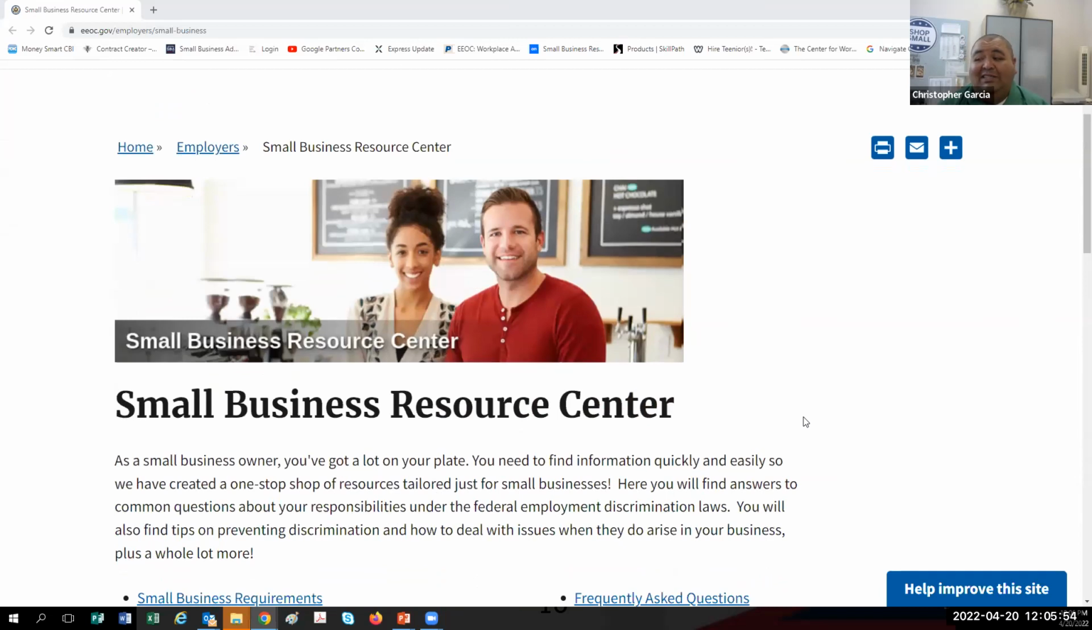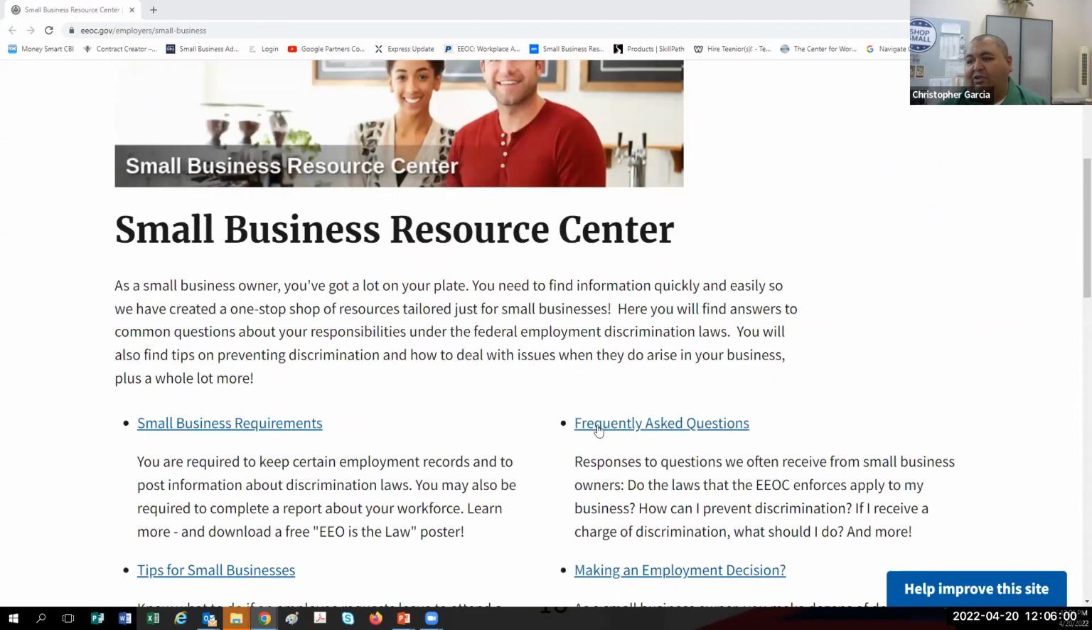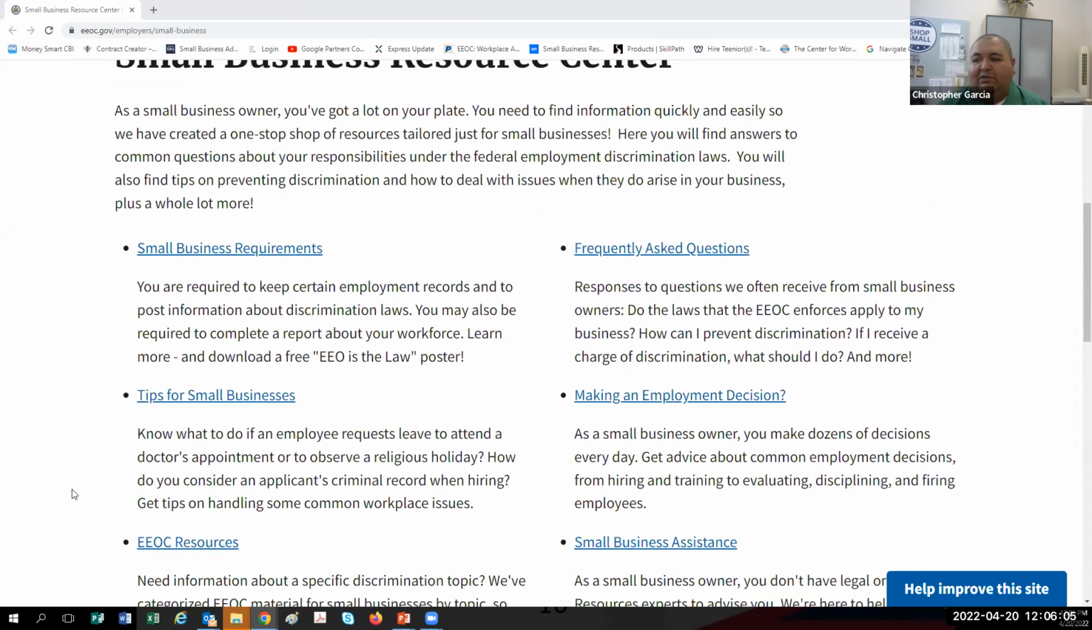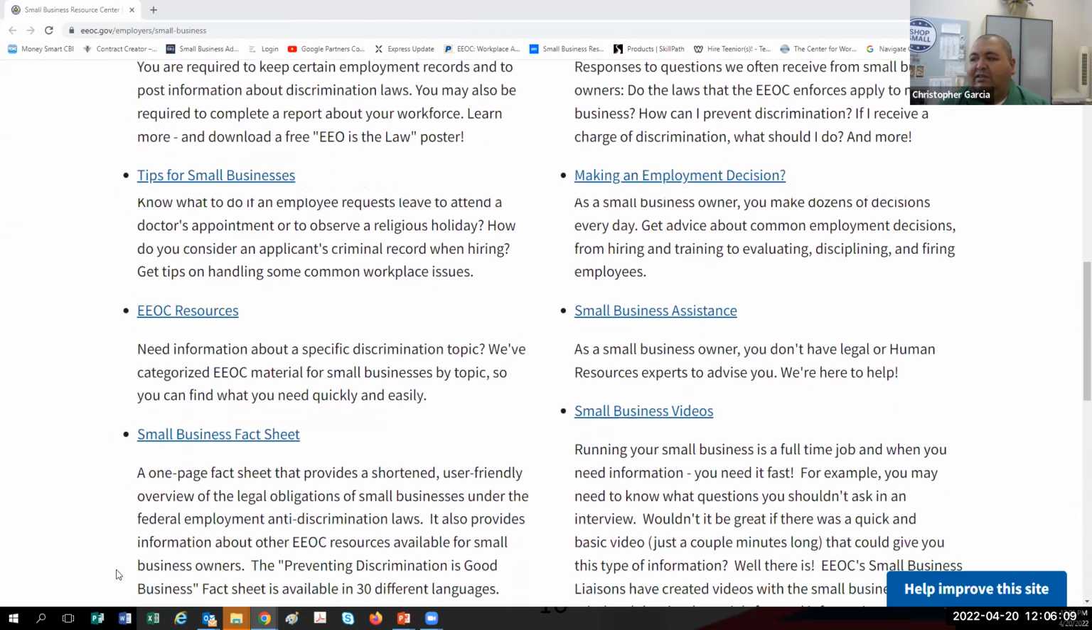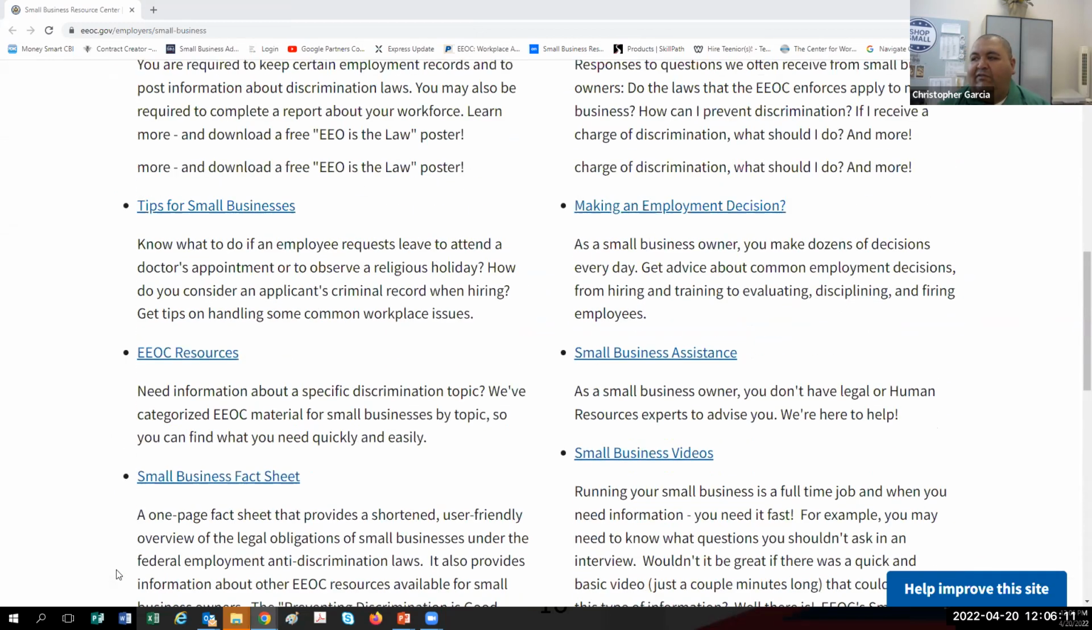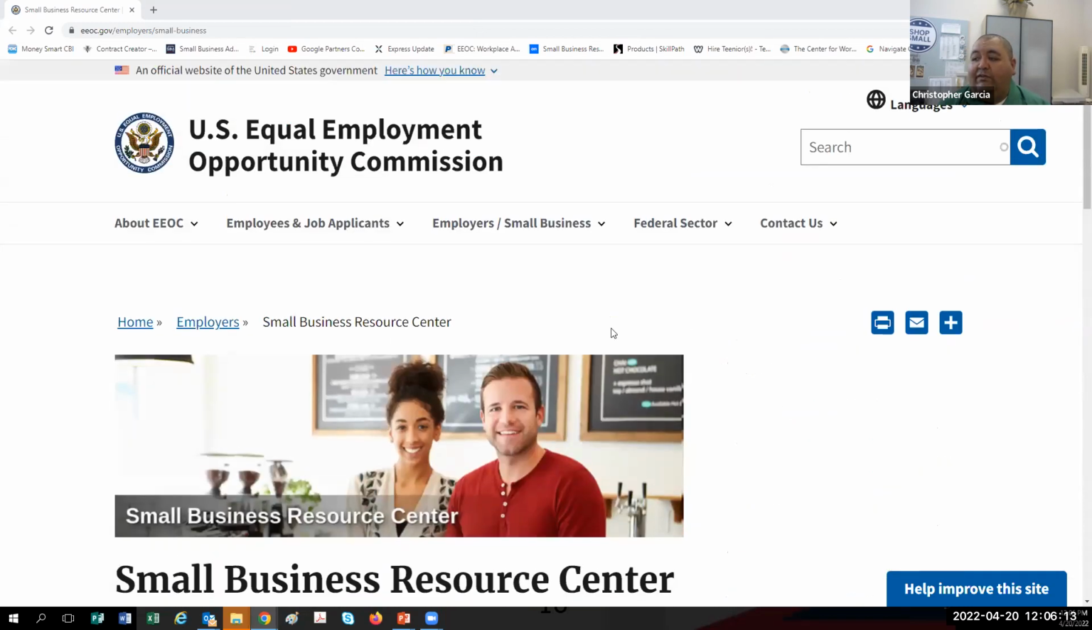And before you get investigated or before you break a law, because ignorance of the law is not a defense, you should just visit their website. They have small business requirements, tips for small businesses, EEOC resources, small business fact sheets. Take advantage of that free information before you have to hire a lawyer to defend you against a mistake. So that's free and online, available to you.